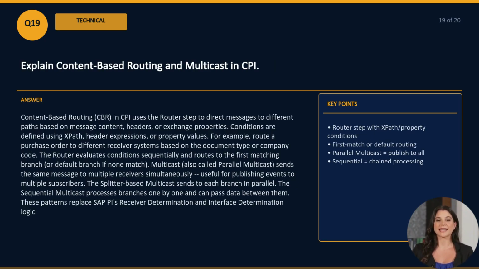Question 19. Explain content-based routing and multicast in CPI. Content-based routing using the router step is how you implement conditional logic in an iFlow, like if-else branching. The router evaluates conditions sequentially. Each branch has an expression that checks something about the message, an XPath expression on the payload, a header value, or an exchange property. The message is routed to the first branch whose condition evaluates to true. If no branch matches, it goes to a default branch.